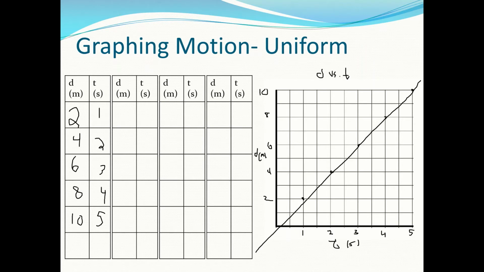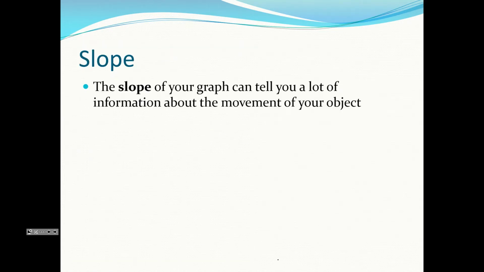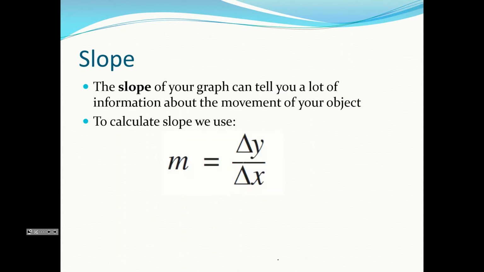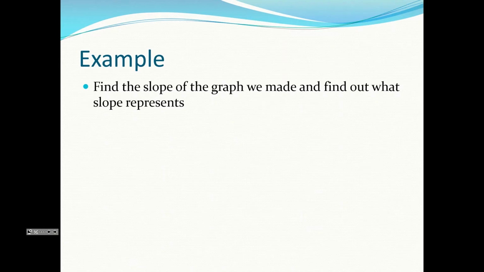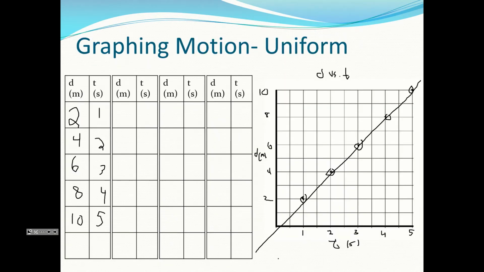Actually, that's pretty good. Oh, I can draw my little error bars around there, although there's not that much error because we have a simulation here. And you can see it doesn't go through the origin. That's okay. If yours goes through the origin, which it probably will, that's fine as well. Just don't force it to go through that origin. Okay, so we can find the slope of the graph, and that can tell us a lot of information. So to calculate slope, we use slope equals change in y over change in x, and we can use the units of our slope to tell us what we're finding. So we're going to find the slope of the graph we made.